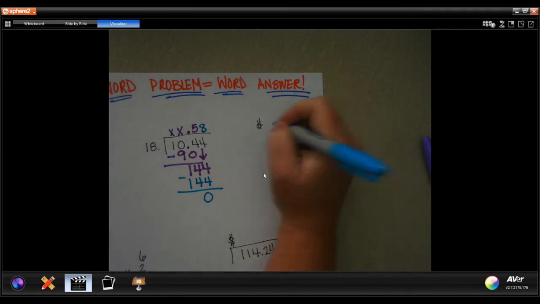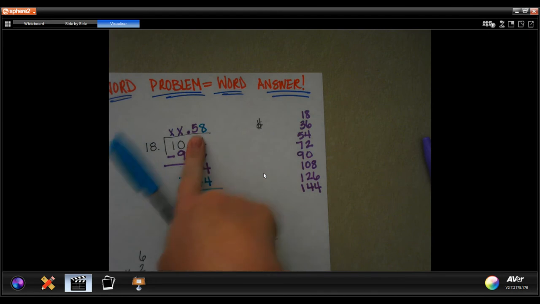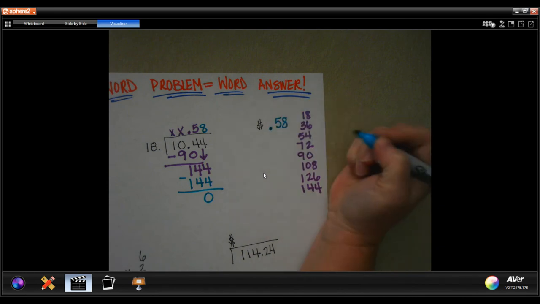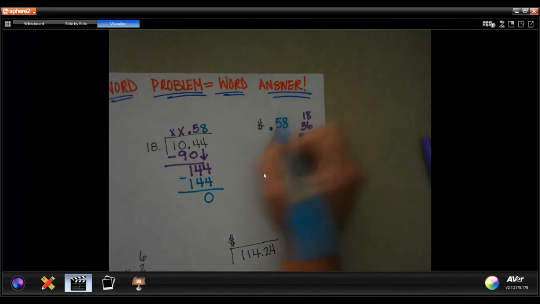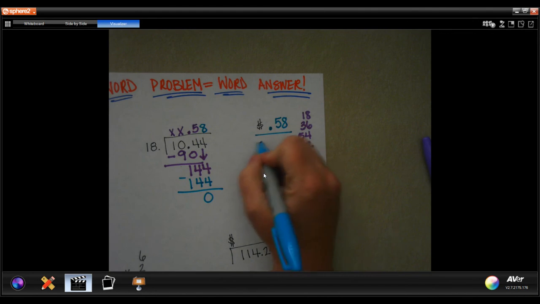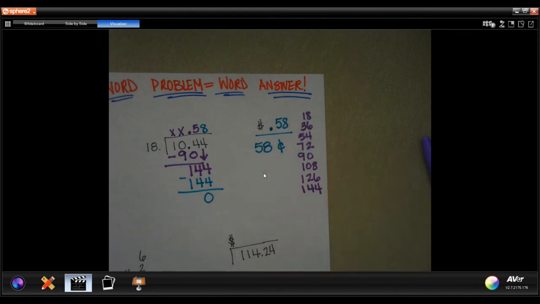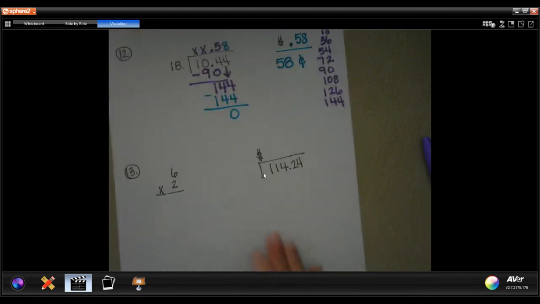Okay, so now each month, the interest that he earned for 18 months was 0.58, which means 58 cents. So you can either write it like this or you can write it like that. Okay? All right, we're going to go ahead and do number 13.